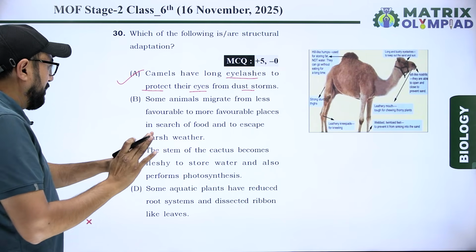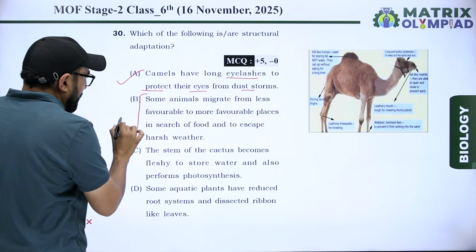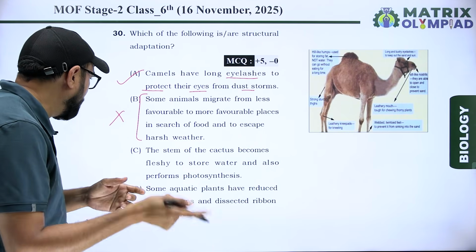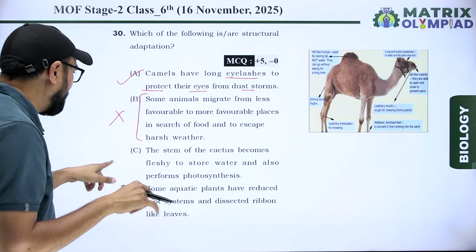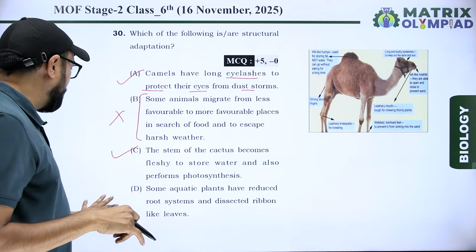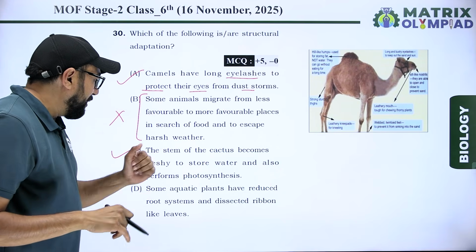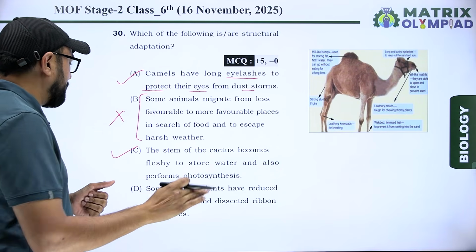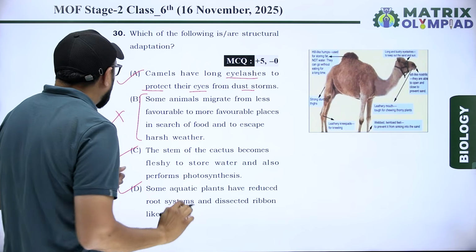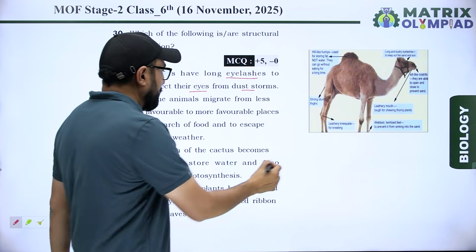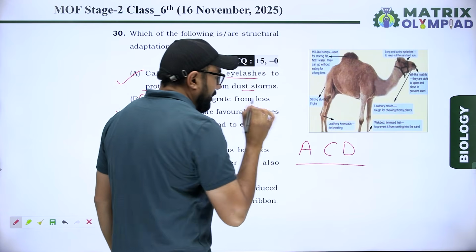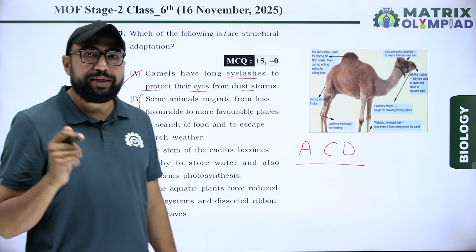No. Every time they do not move. The stem of the cactus becomes fleshy to store water and perform photosynthesis, right? Some aquatic plants have a reduced root system and dissected ribbon-like leaves, as in Vallisneria and Hydrilla. So, according to statements A, C and D, that is the right answer for this question.